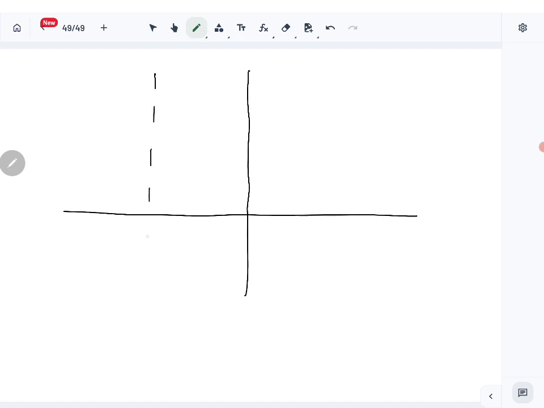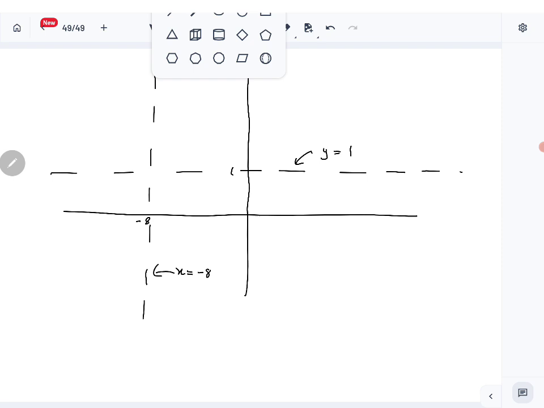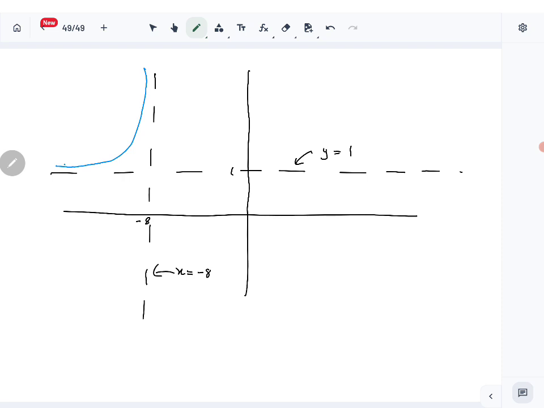Your asymptote is now at minus 8. The horizontal asymptote doesn't change. This shifts left; nothing in the vertical direction changes, so that stays the same. So x equals minus 8 is the new asymptote, and you only want to draw the graph for x less than minus 8. So just draw this section. The shape remains the same. So this is the answer for the last part.